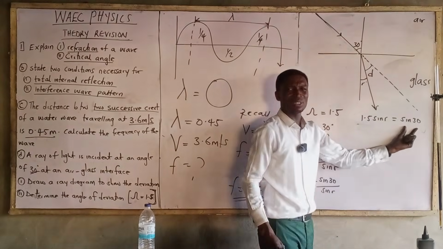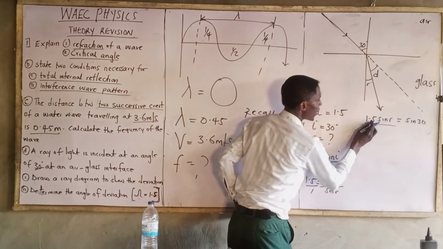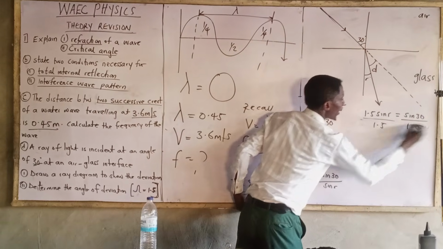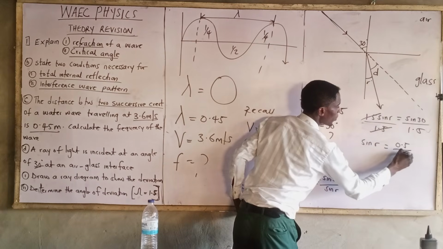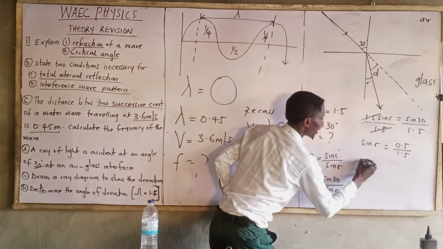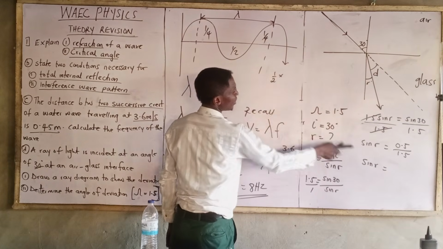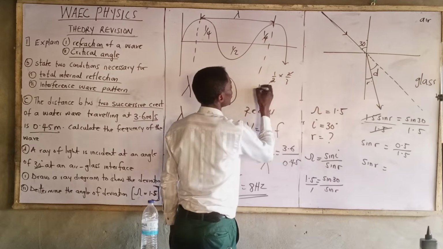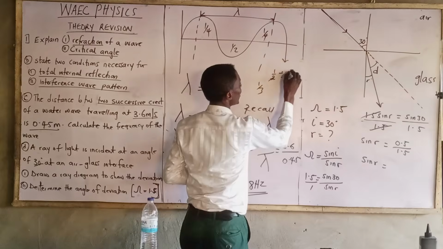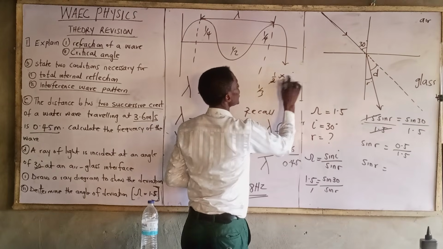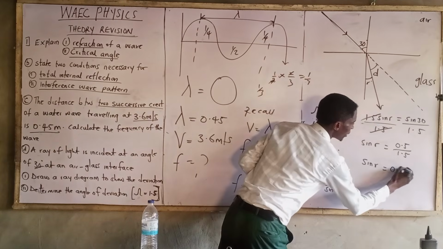Of course, we are familiar with the fact that sine 30 is half, or 0.5. Let me divide both sides by 1.5. So sine r is equal to 0.5 over 1.5. That is a half divided by 3 over 2, so it becomes a half times 2 over 3, which is 1 over 3, that is 0.3333.